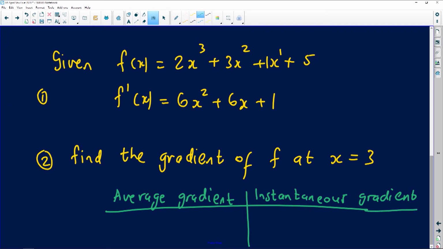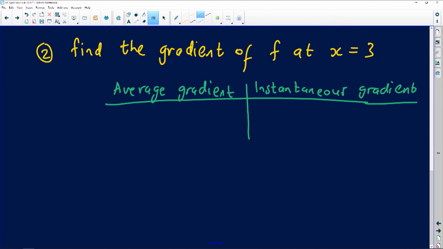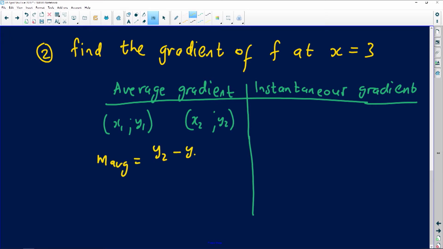because they'll say, but how do you find the gradient at one point? Because we are expecting to have y2 minus y1 over x2 minus x1. So for you to find average gradient, it works with 2 points. You need a point, and you need another point with x1, y1, and x2 as well as y2. In order to work that out, we say m average is y2 minus y1 over x2 minus x1. We've been doing this since forever.